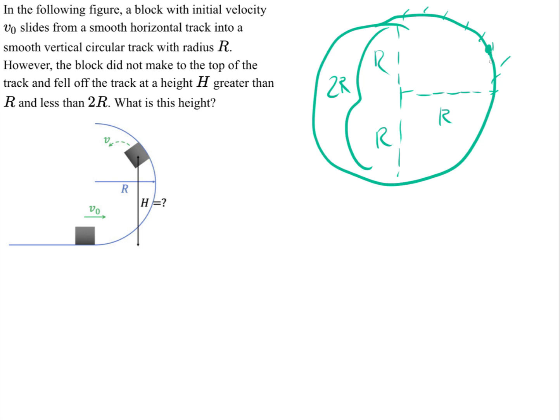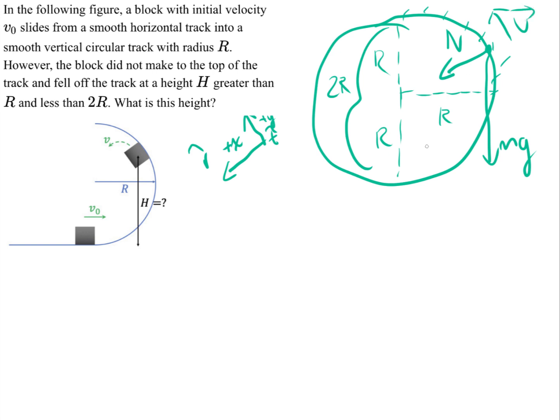When it's falling off, you're going to have the force of gravity. If I try to draw this, mg acting down. And when it's undergoing circular motion, you have the normal force pointing towards the center of the circle. I'm going to say that the radial direction towards the center of the circle is the positive x direction, and the tangential direction in the velocity direction is going to be the positive y-axis.